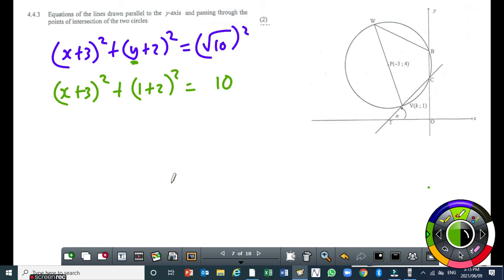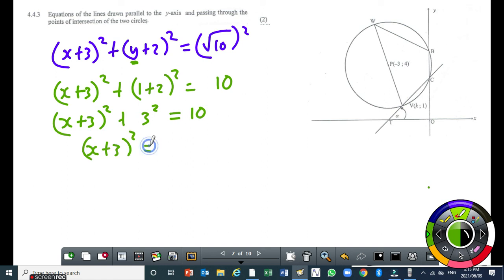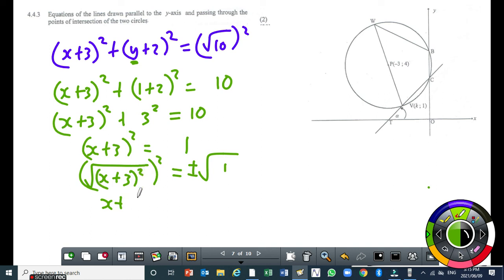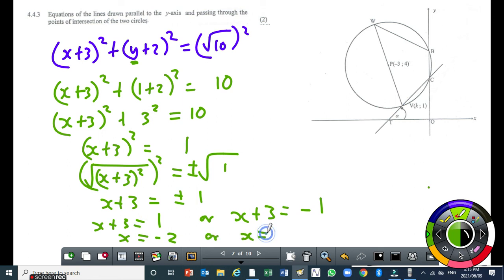That's equal to 10. Then don't remove brackets using FOIL. This will give you 3 squared equal to 10. And then you get x plus 3 squared equal to 10 minus 9, which is equal to 1. Then I'll end up having the square root of x plus 3 squared equal to the square root of 1, and I'll say plus minus 1. So I'll end up getting x plus 3 equal to plus or minus 1. Now if I choose the positive, I'll get x plus 3 equal to 1. The other one will be x plus 3 equal to minus 1. This one here will give me x equal to negative 2, which is what I found before. And the other one will be x equal to negative 4. Again, I think I found that one.